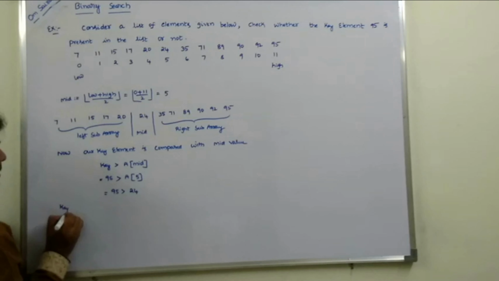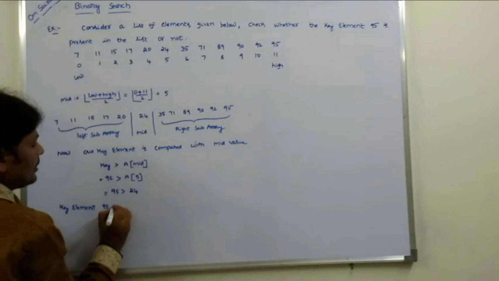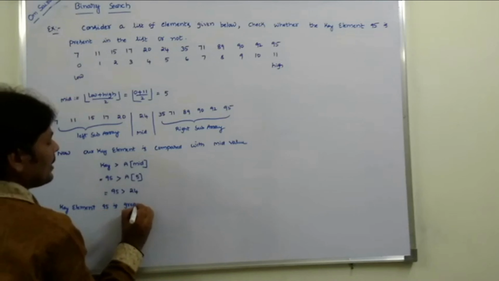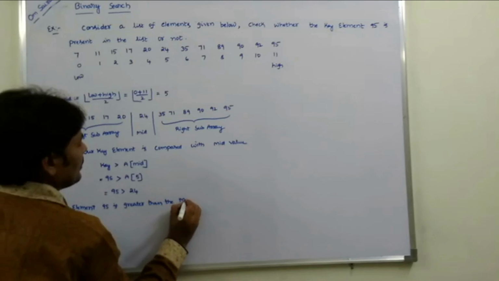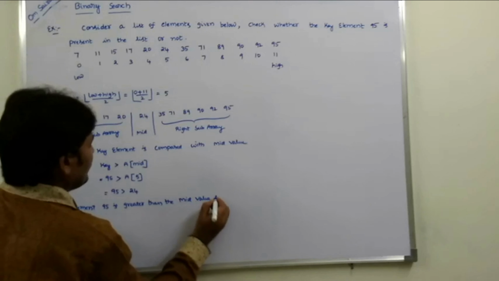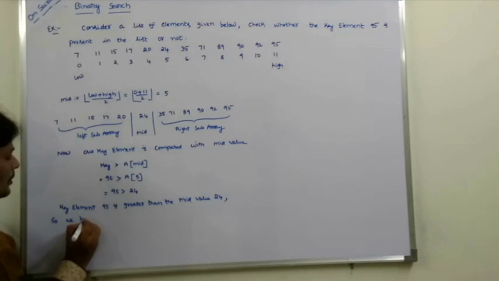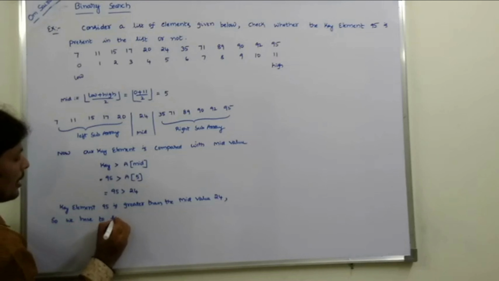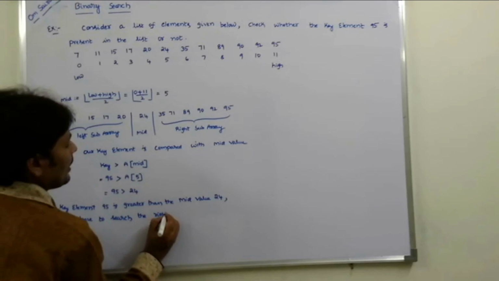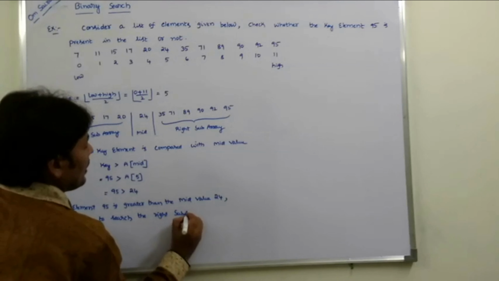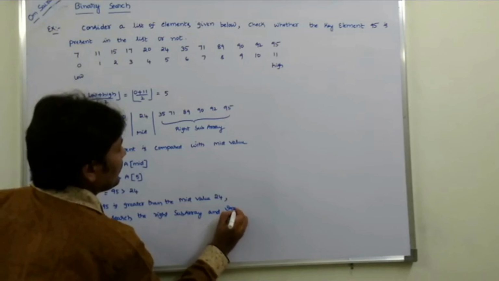So key element 95 is greater than the mid value 24. So we have to search the right sub array and ignore the left sub array.